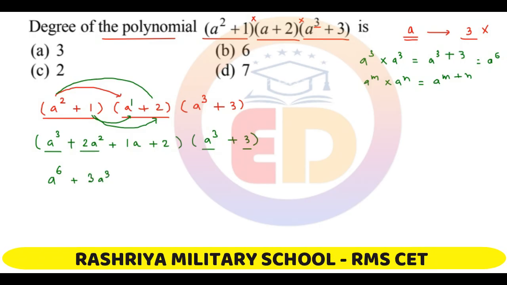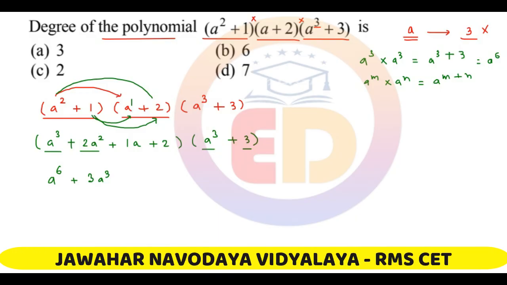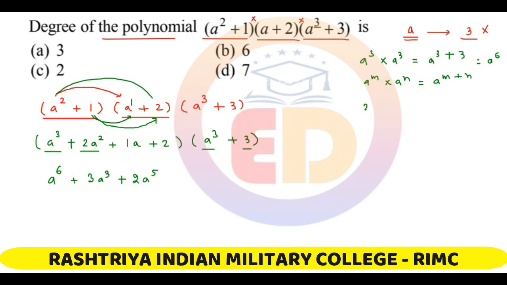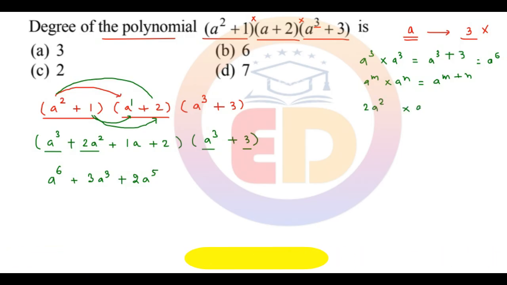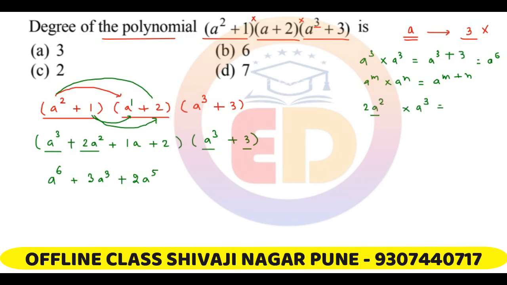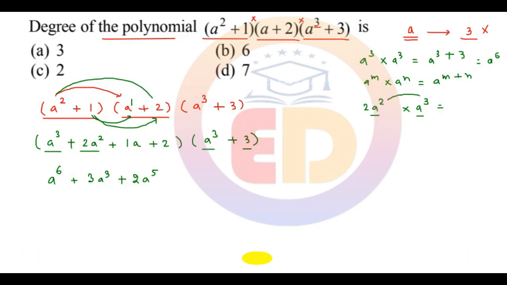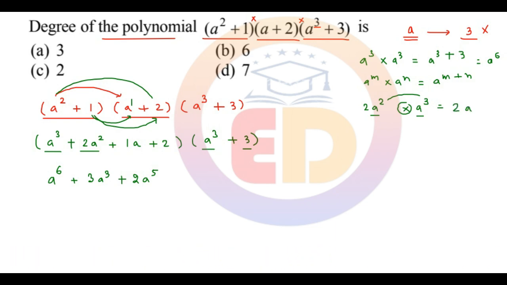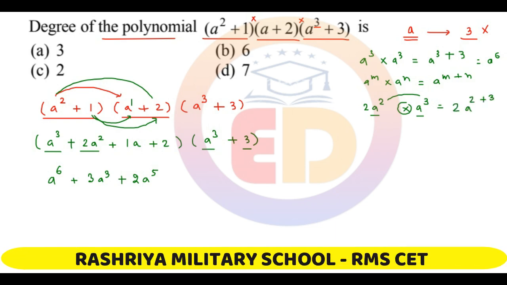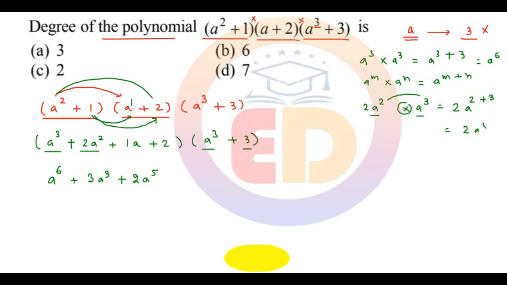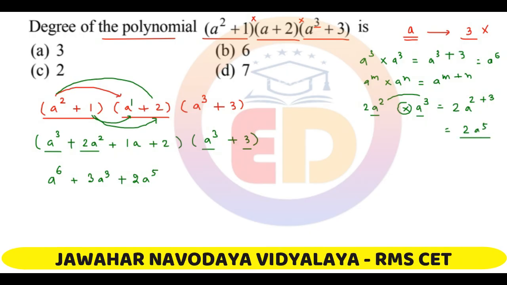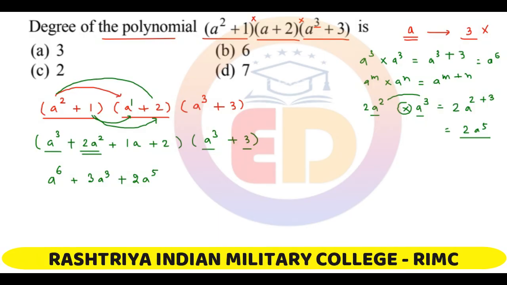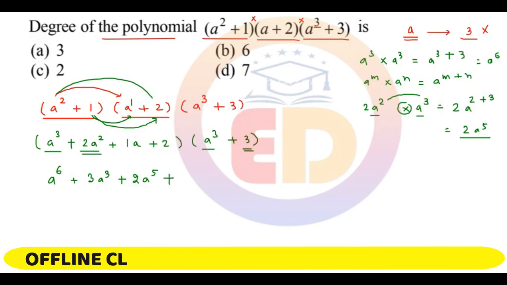Let's multiply 2a square with both terms. 2a square multiplied by a cube will give me 2a to the power of 5. Now remember, when the bases are same, a and a, powers are added when the operation is multiplication. So this will become 2a power of 2 plus 3, which is 2a power of 5. Now 2a square multiplied by 3 will be 2 into 3, 6a square.